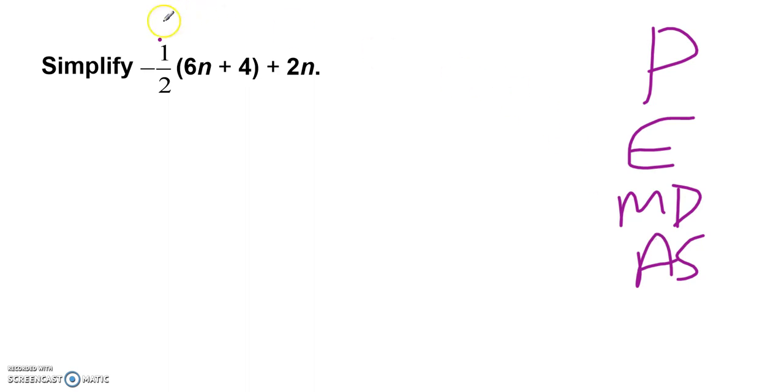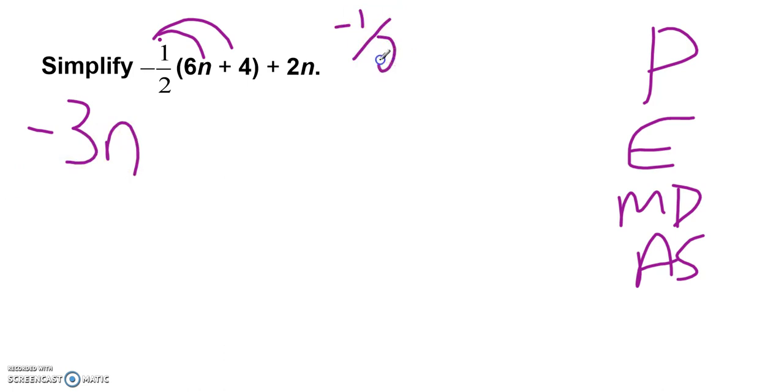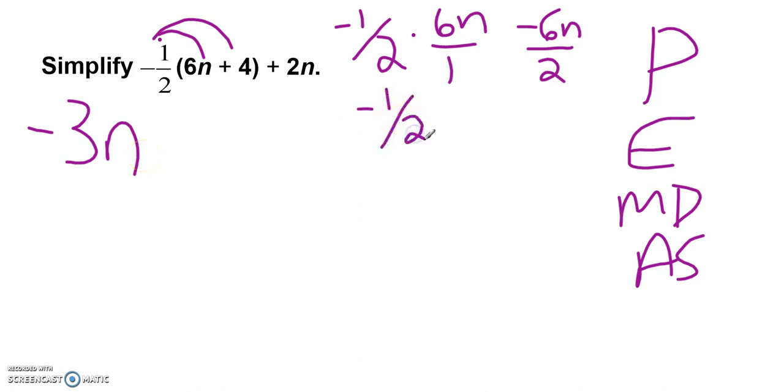Okay, so we're going to do, whoop, whoop. Okay, so we get negative 1/2 times 6n. That's going to give us negative 3n. Okay, I'll write it over here. So we did 1/2 times 6n. So that's over 1. That equals negative 6n over 2, which simplifies down to negative 3n. Okay, and then we did negative 1/2 times 4. Put that over 1.